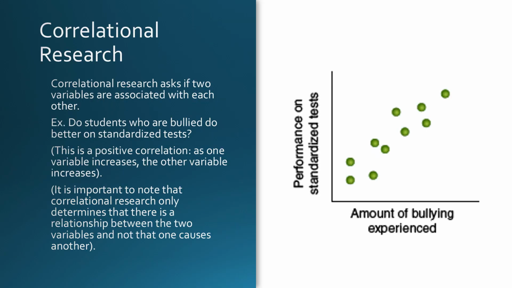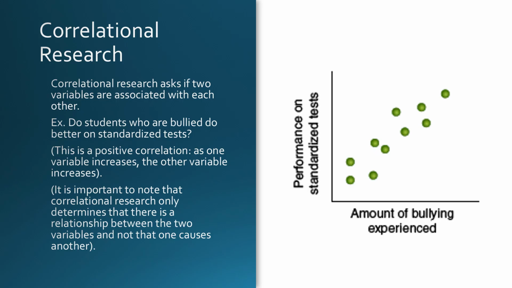So let's look at a type of research called correlational research. This research asks if two variables are associated with each other. An example of that would be, do students who are bullied, one variable, do better on standardized tests, another variable?